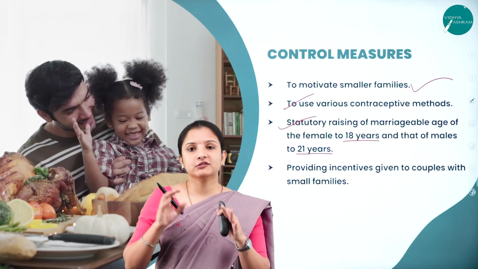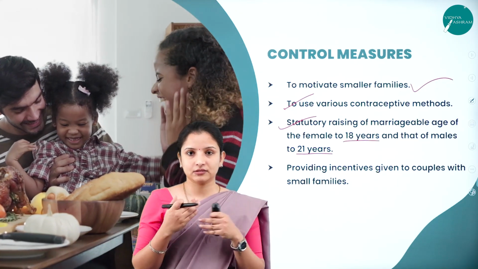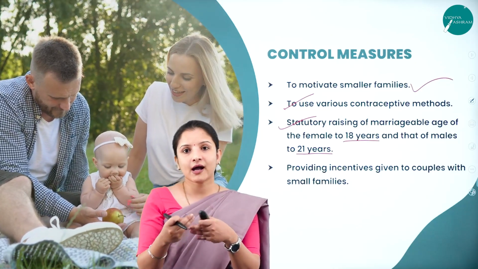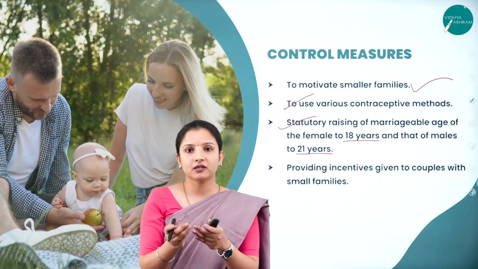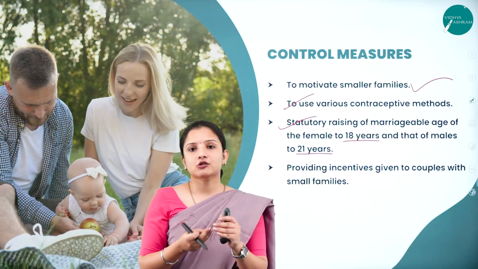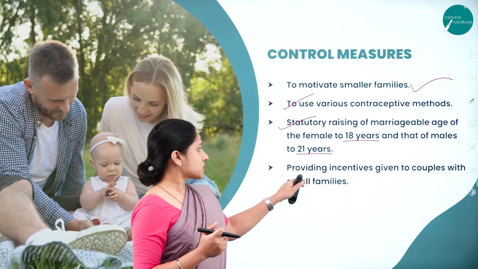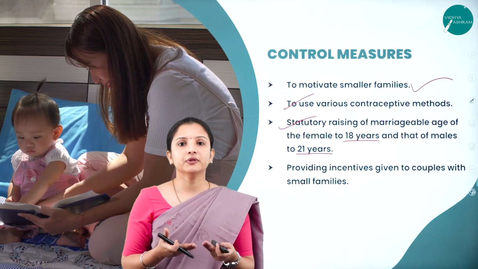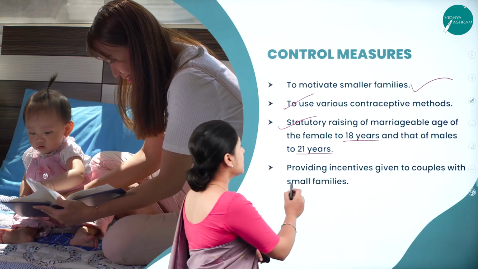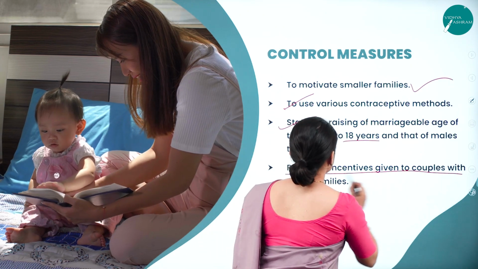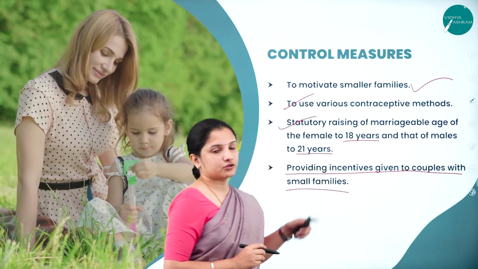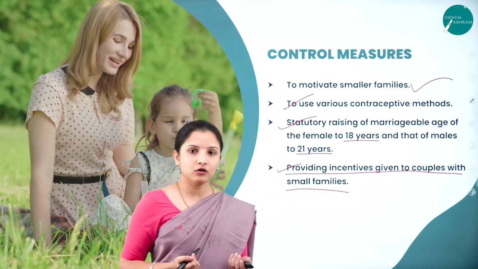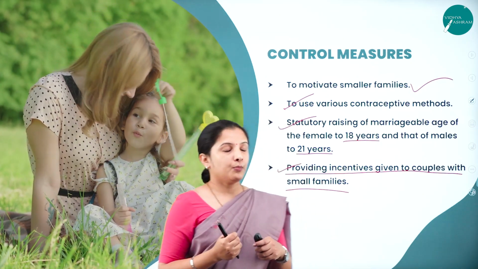And this word will spread to the other people, saying that the government is going to provide rewards for whoever has a very small family, wherein the number of children is limited to 1 or 2. So such incentives given by the government to the couples who are having small families will prevent the population explosion. So all these are the different control measures that are followed in order to control the population.